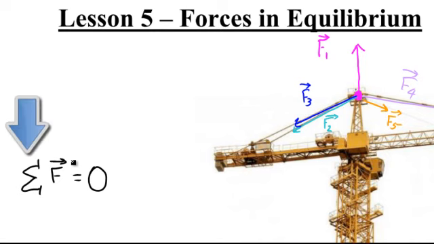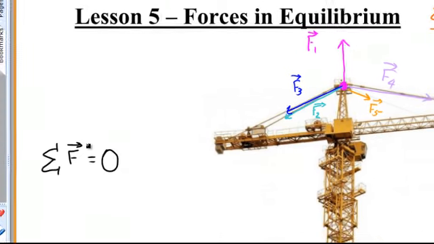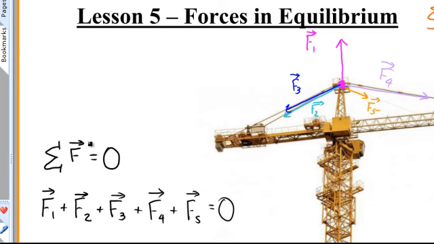The Greek letter in front of the F is a sigma, and mathematically that means that you add up whatever comes up behind it. In this case, for this crane, we would say that F1 plus F2 plus F3 plus F4 plus F5 is equal to zero. This is a vector equation, and in order to analyze it in a vector way, we must resolve each of these forces into horizontal and vertical components, and then look at the horizontal components independently and the vertical components independently.